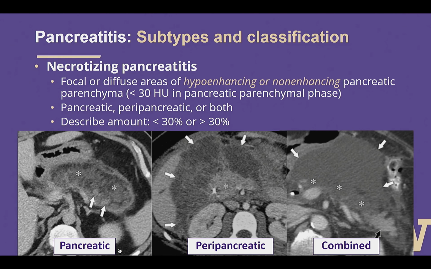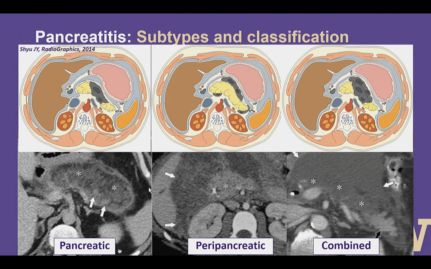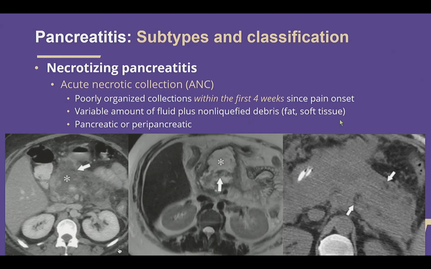On imaging, this is characterized by focal or diffuse areas of hypoenhancing or non-enhancing pancreatic parenchyma, which is typically less than 30 Hounsfield unit difference compared to normal enhancing parenchyma. The necrosis can be pancreatic, peripancreatic, or a combination of the two, like you can see in the lower right-hand image. If you see necrosis, generally we would divide these into less than 30% necrosis or greater than 30% necrosis. You see corresponding illustrations here demonstrating pancreatic parenchymal necrosis, peripancreatic necrosis, and a combination of the two.